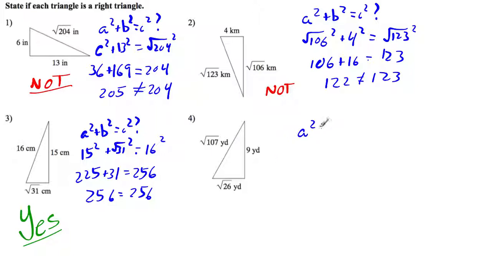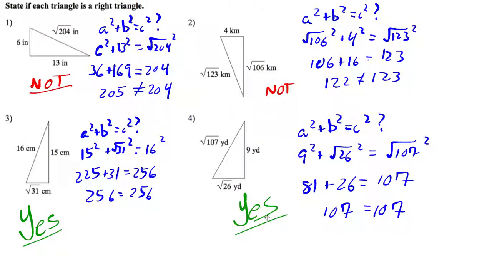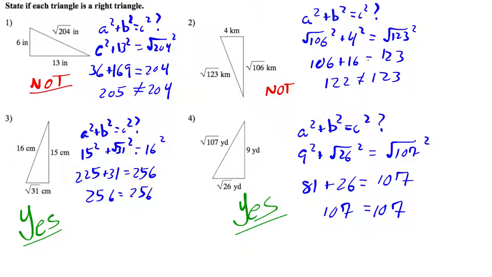Number 4, a squared plus b squared, does it equal c squared? Well, what we're going to have is 9 squared plus root 26 squared is equal to root 107 squared. So we get 81 plus 26 is equal to 107. Add these together, we get 107 equals 107. So 2 no's, 2 yeses. So that's all you need to do to show if something's a right triangle or not. Use the Pythagorean theorem and see if it works. If it does, it's a right triangle. If it doesn't, it doesn't. And so that covers today's lesson.